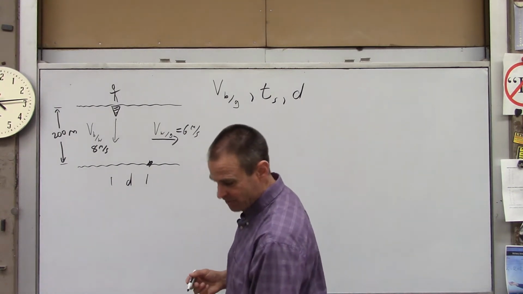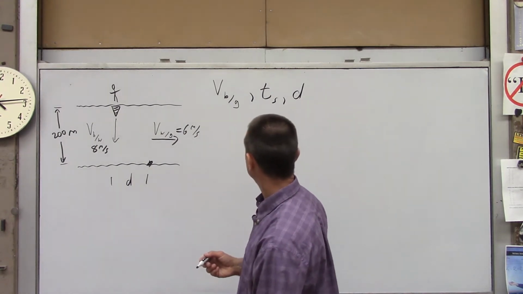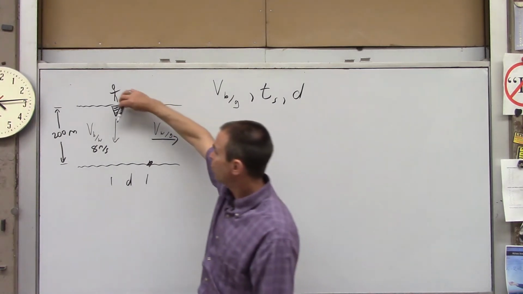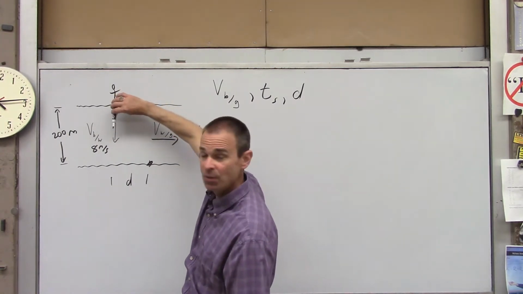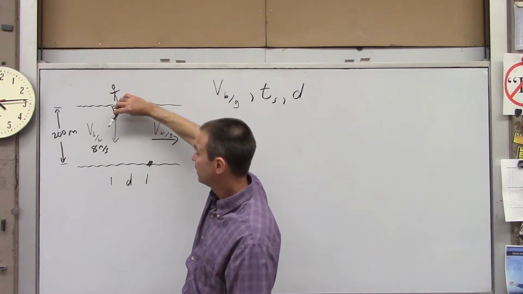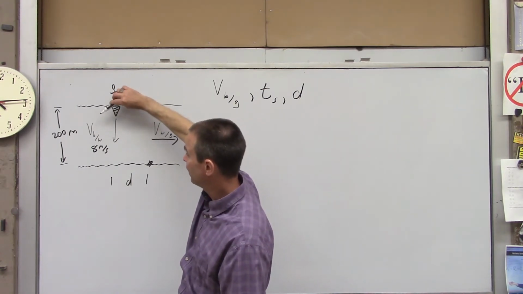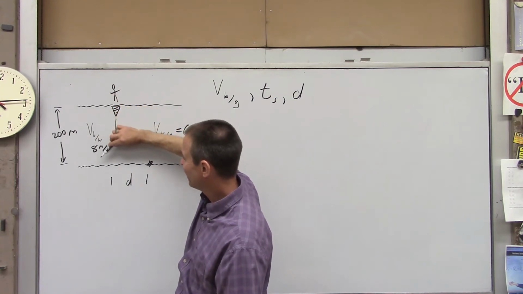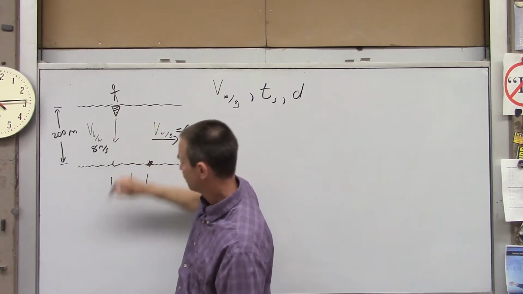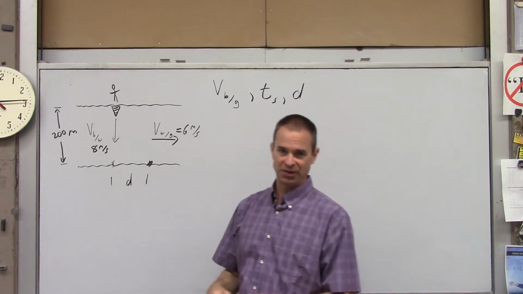Finally, we're going to figure out which way he would have to point, and exactly what angle, to correct. Meaning, what angle would he have to point so that he actually goes straight across and hits this spot here. That'll be the final thing we'll find.